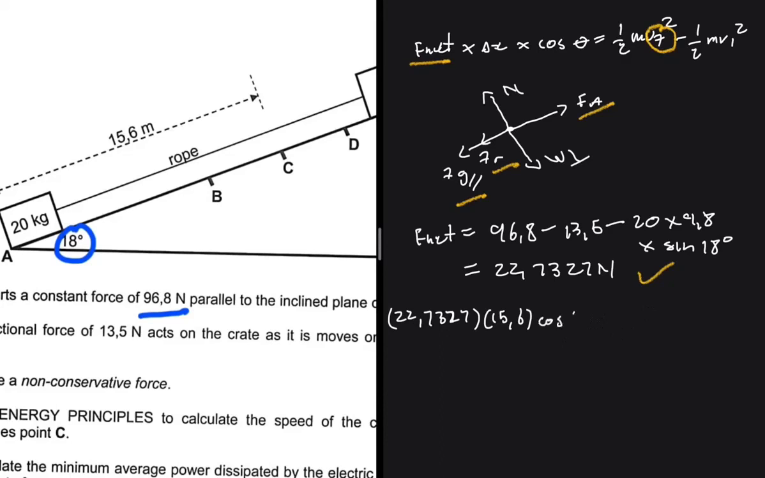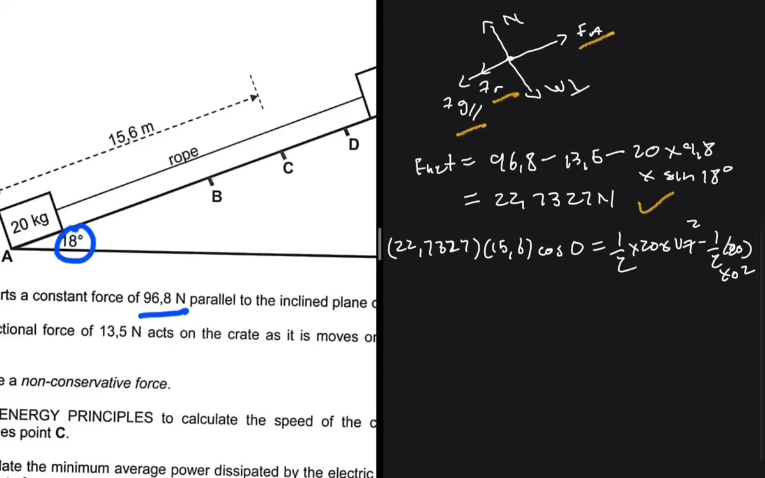So we're going to have cos of 0 equals half, the mass is 20 kgs, multiplied by Vf squared, minus half 20 multiplied by the initial velocity squared. Our object is coming from rest, so multiply by 0 squared. Let me just solve the left hand side. 22.7327 multiplied by 15.6 multiplied by 1. What am I getting? I'm getting 354.6301 equals, half of 20 is 10.